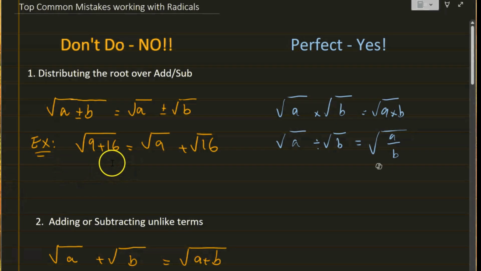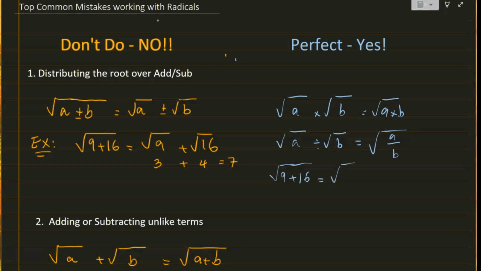As an example, look at this one, the square root of 9 plus 16. That is not equal to the square root of 9 plus the square root of 16, because the answer in here will end up being 3 plus 4, which is equal to 7. But the actual answer of the square root of 9 plus 16 is the square root of 25. First we have to do the inside of the bracket completely, and the square root of 25 is 5.